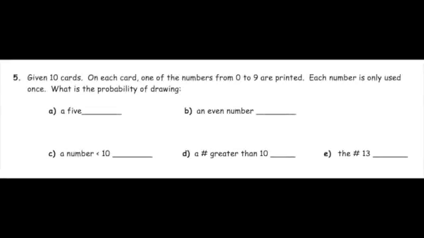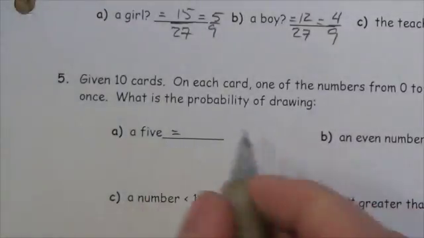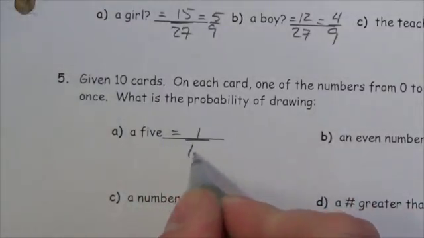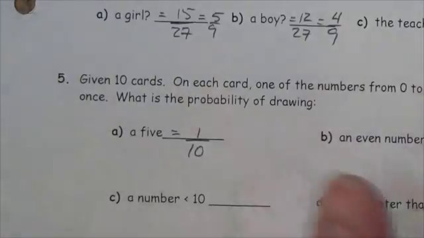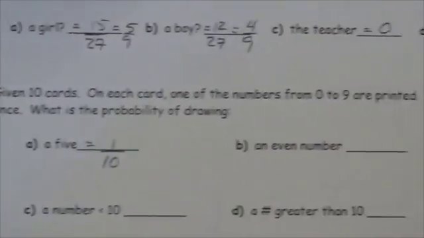Given 10 cards, on each card one of the numbers from 0 to 9 is printed. Each number is only used once. What is the probability of drawing the following? All right, well, probability of getting a 5. There's only one 5 out of those 10 cards, so the probability is going to be 1 out of 10.